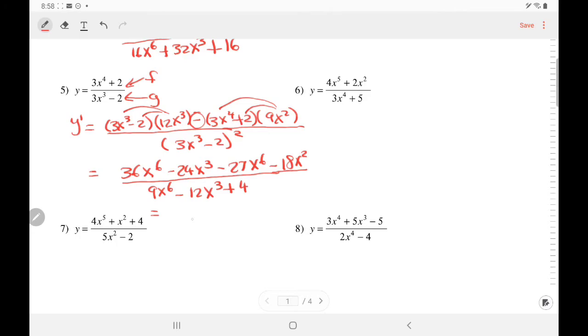Simplifying, 9x to the 6th minus 12x cubed plus 4. You have like terms, 36 minus 27, that would be 9x to the 6th, minus 24x cubed, minus 18x squared.